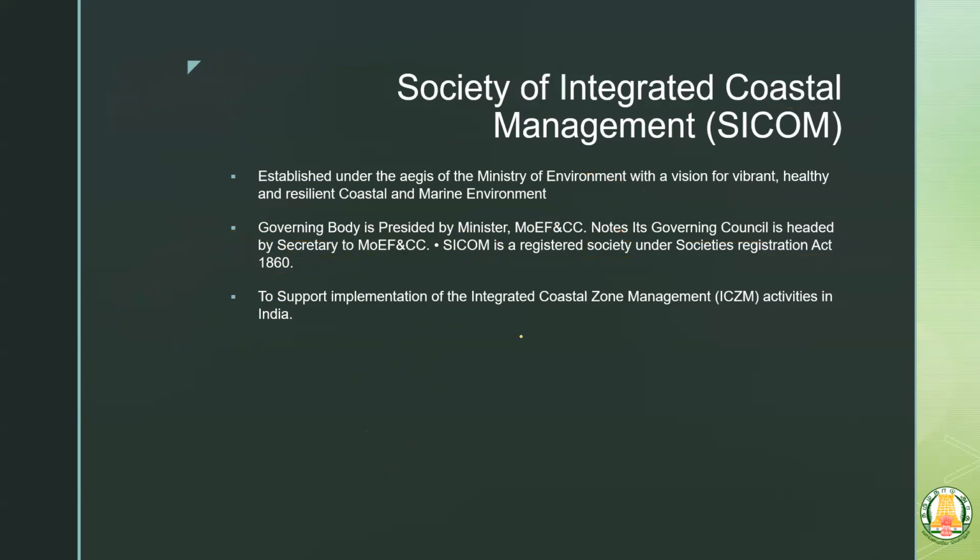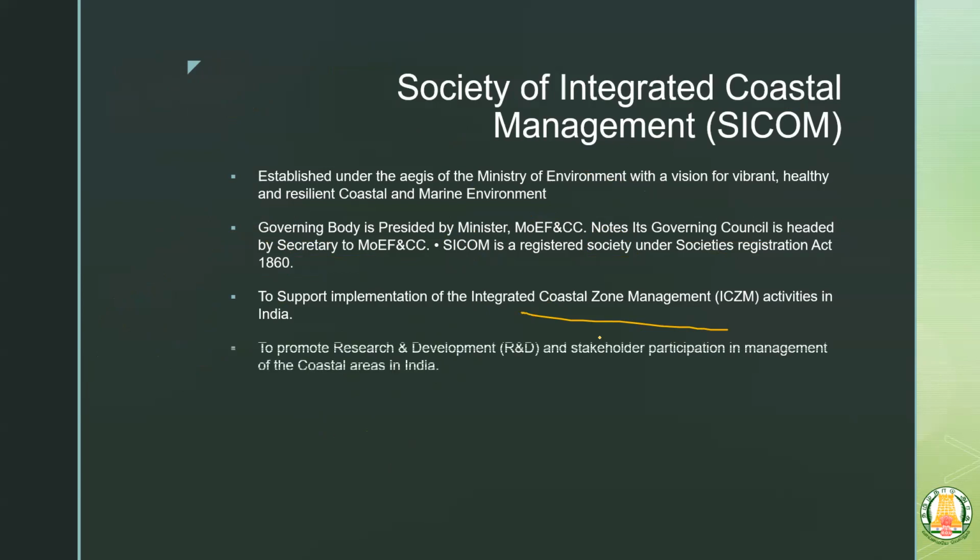This will support the implementation of the integrated coastal zone management activities in India. This will also promote R&D and stakeholder participation in management of coastal areas. Fishermen and all the people in the coastal areas will use this for the production of the coastal area. What problems are there in the coastal area? Tsunami, cyclone. So all these are the biggest issues.